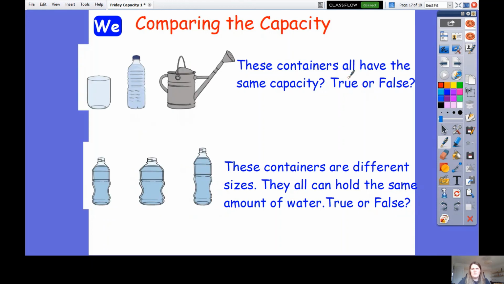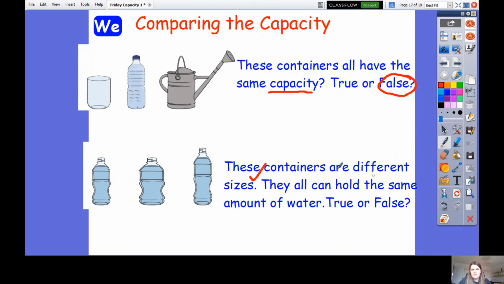Okay, next question. These containers all have the same capacity. False. Why is it false? Because they're all different sizes. So are they going to have the same capacity? No, they're not. Well done. Next question. These containers are different sizes. Are they different sizes? Yeah, absolutely.